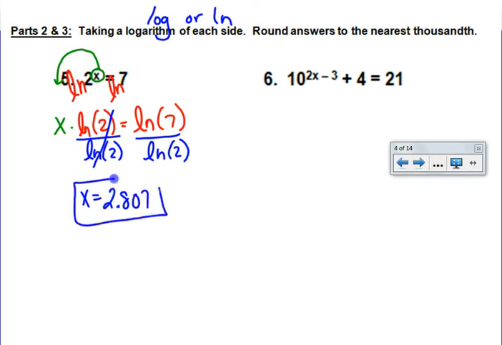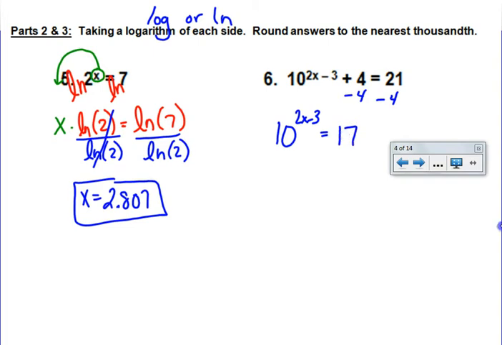And that is your answer. Okay, number 6. We don't think we're ready to take a logarithm yet because it seems like we can do a little simplification here. For instance, we could subtract the 4. So you've got 10 to the 2x minus 3 power equals 17. And now I'm ready to take a logarithm so I can bring the exponent down.